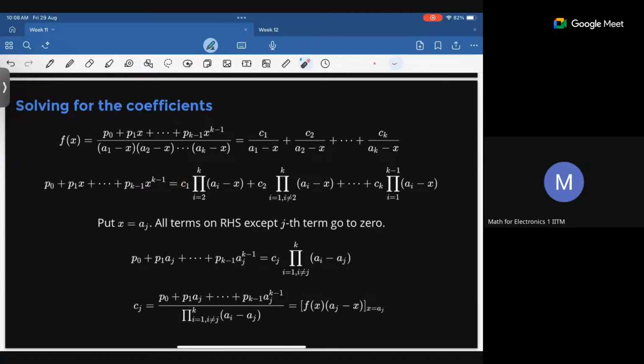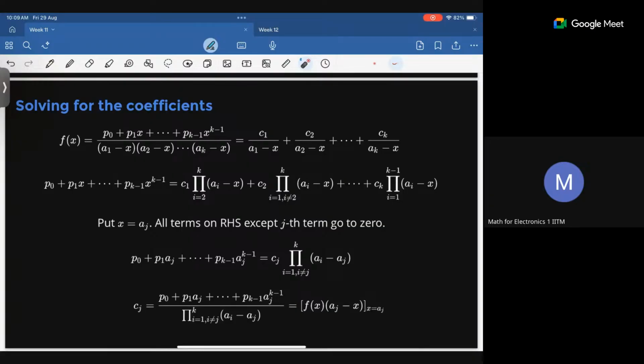In general, if I want cj: for getting c1, I substituted a1. For getting cj, some term cj, j can be anything, 1 to k. So in general, for getting cj, I have to substitute, in place of x, aj, because c2 will not have a2, c3 will not have a3, and so on, ck will not have ak. Like that, cj will not have aj.